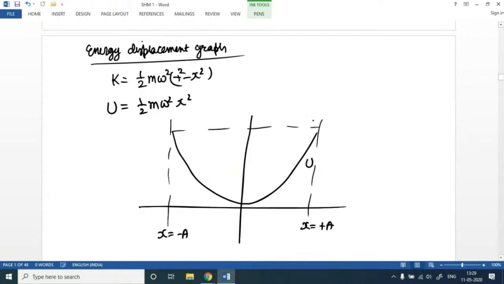This is U, and the kinetic energy graph will look something like this. That would be an inverted parabola, and this graph here would be nothing but the total energy graph, E is equal to E naught. Okay, so that you should understand.